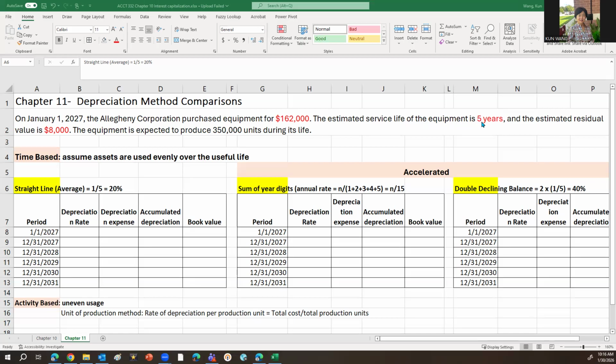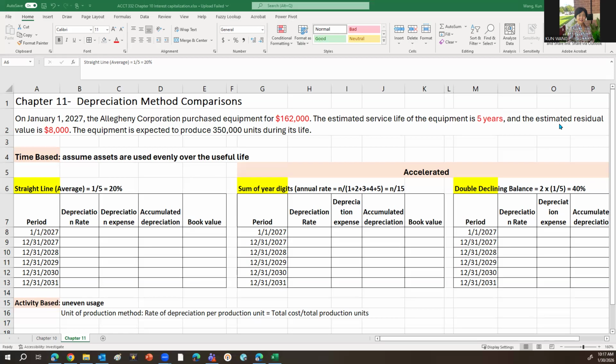In real business, you need some estimation, like for your car or the housing equipment, because in the beginning we have the best estimate, but the situation may change later. We need to revise the service life. So this is an estimated basis.